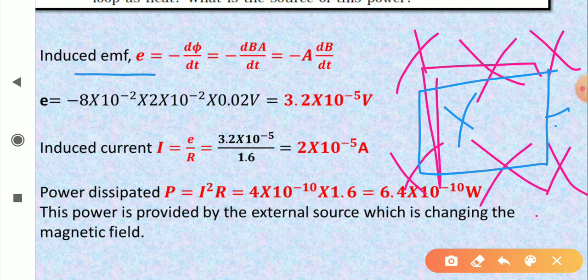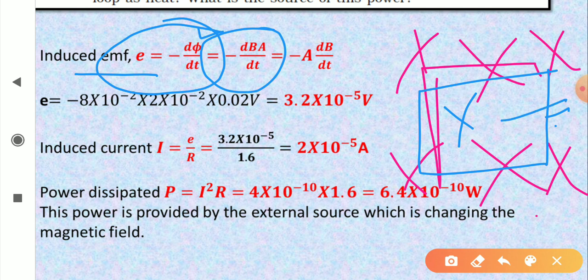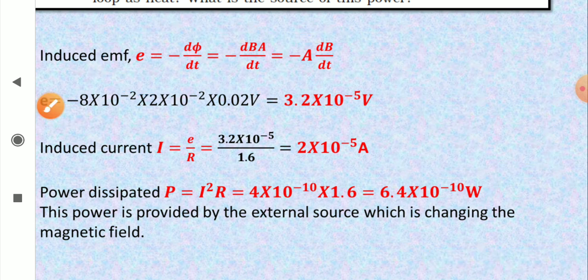Now the induced EMF is minus d phi by dt, that is minus d, and phi is B into A, d(BA) by dt. And here area is constant but magnetic field is changing. In the previous case, magnetic field was constant, area was changing. So area is outside, minus A dB by dt.